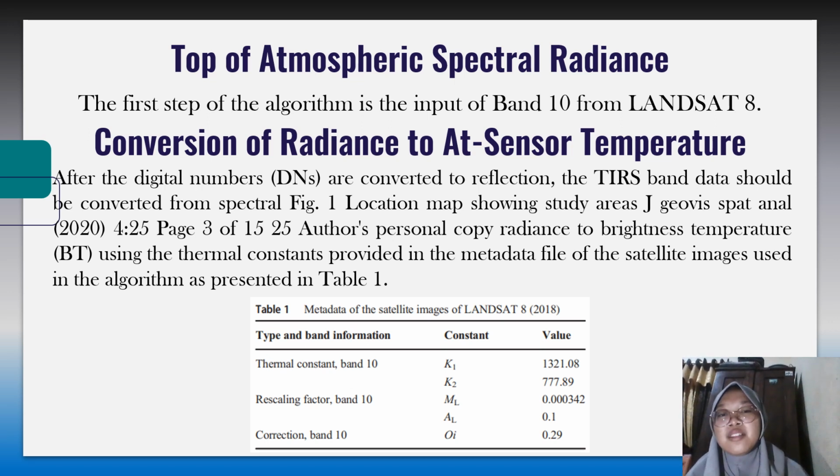After the digital numbers, or DNs, are converted to reflectance, the TIRS band data should be converted from spectral radiance to brightness temperature, or BT, using the thermal constants provided in the metadata file of the satellite image used in the algorithm, as presented in Table 1. This is Table 1.